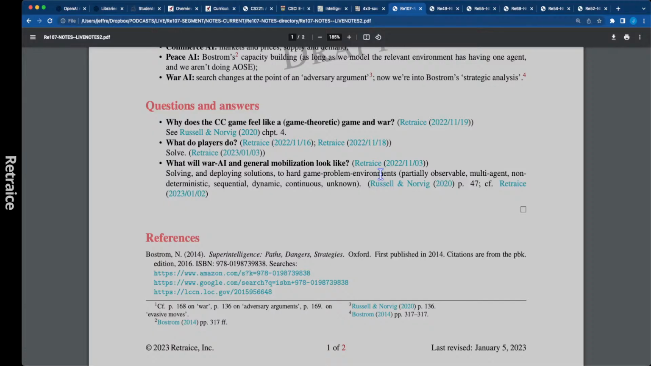And what are the problems? They're hard game problem environments. They're partially observable environments, multi-agent, non-deterministic, sequential as opposed to one-off decision making, dynamic, continuous, and unknown rules sorts of environments. And then I just give the citations for that stuff. Okay, that's it. That's chapter 5.